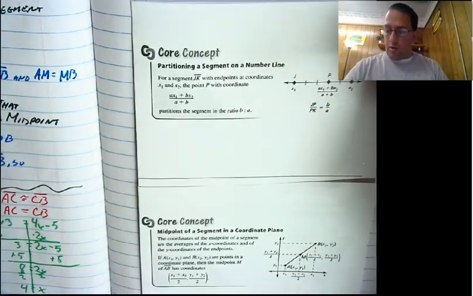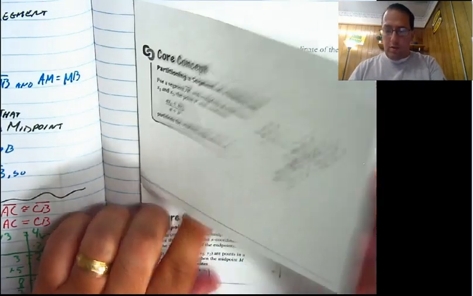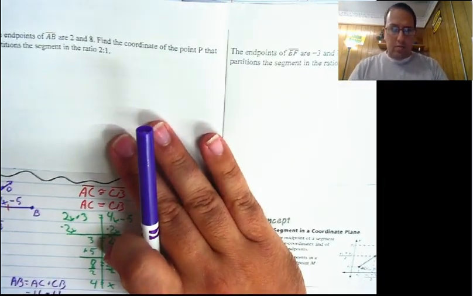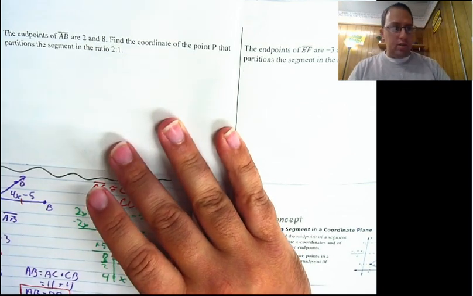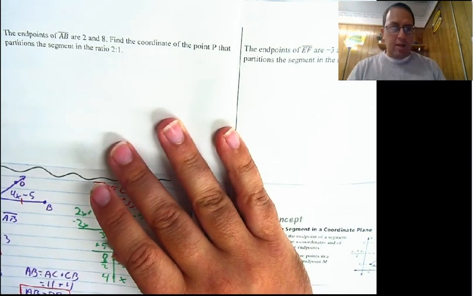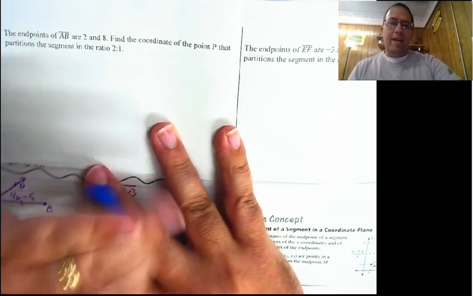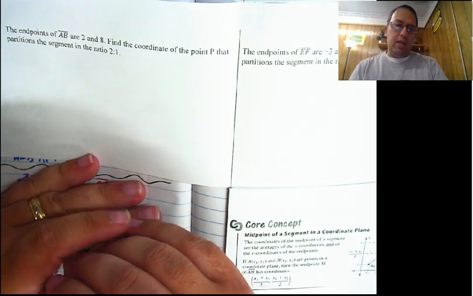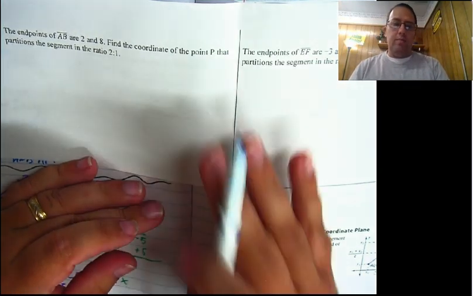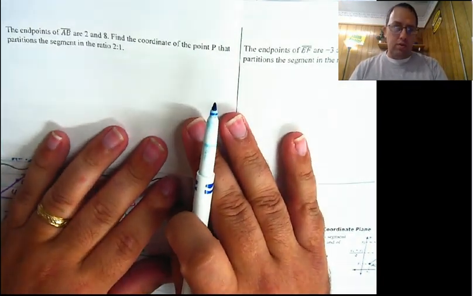So we're going to be flipping back and forth to this. Open it up. Let's see here. Example 1. The endpoints of segment AB are at 2 and 8. We want the coordinate of point P that partitions the segment in a ratio of 2 to 1.